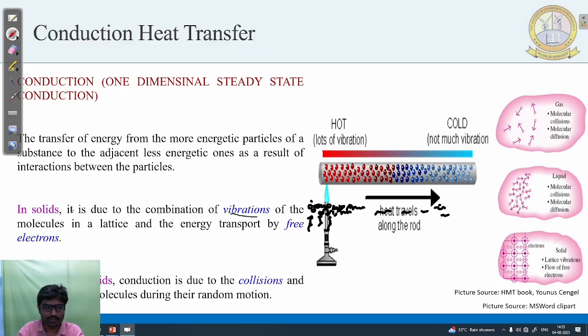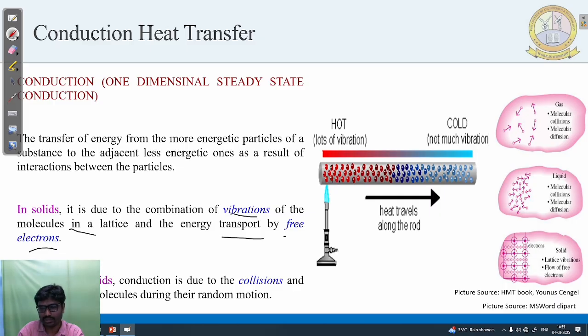So, vibration of the molecules in a lattice and the energy transport by free electrons which are present. So clearly I have given you the picture of what is happening here. Before that, I will rub here. So you can see here, as I mentioned, each molecule is closely packed.